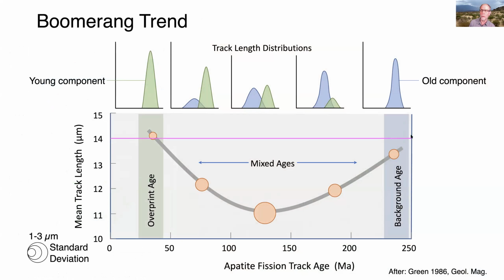The Boomerang Trend is quite important for this argument. It's a mixing line between an older background age here and a younger event, and the intermediate ages here have no geological significance, but are mixed ages made up of two different length components, the progressive loss of the old component and the increase of the young component, characterized by bimodal track length distributions in the middle. The only ages that have really geological significance, in the sense that something happened at the time of the apparent age, are these ones where the mean track lengths get up around 14 microns.